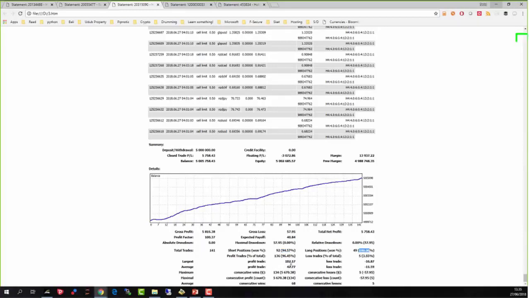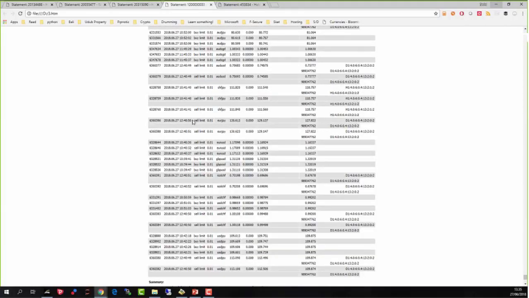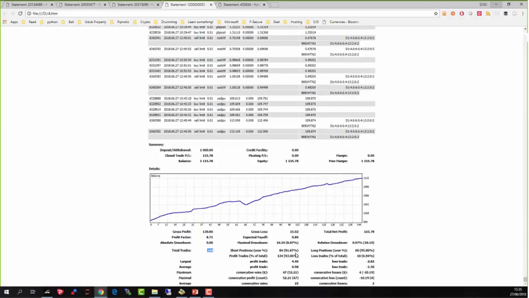Average profit trade 42, average loss trade 11, and so the parameters are nice. They are certainly painting the picture of a very stable and profitable trader. And I've got this running on quite a few live accounts as well. This is the past 144 trades.